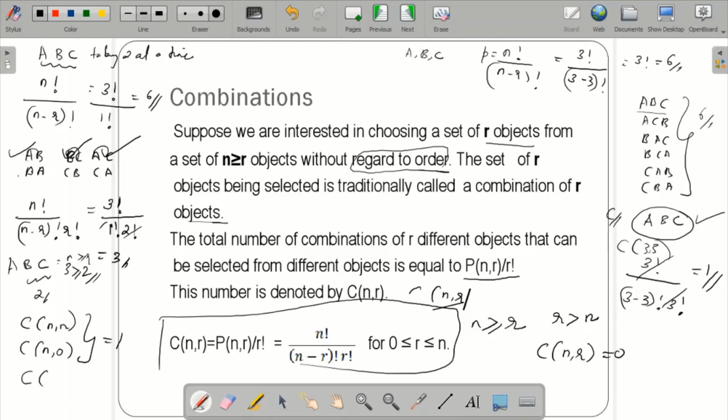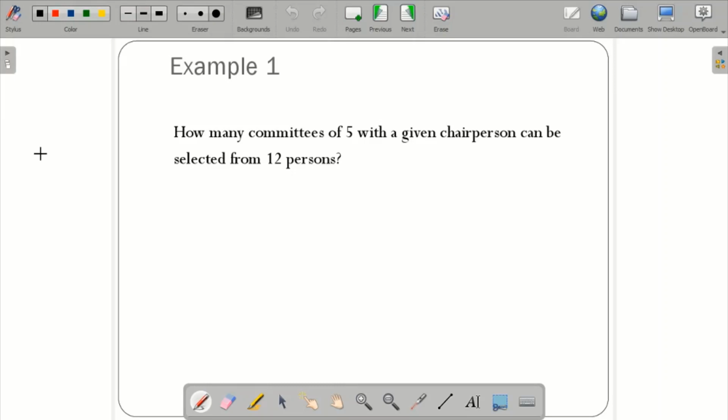And other than this, C of n comma 1 and C of n comma n minus 1 are also equal to n. So these 4, if you remember, it will be easy when solving the problems. You can directly substitute since you have the formula. So C of n comma 1 is n, C of n comma n minus 1 is also n. So this is regarding the definition of the combination as well as the formulas used in the combination. So let us start with the example problems.